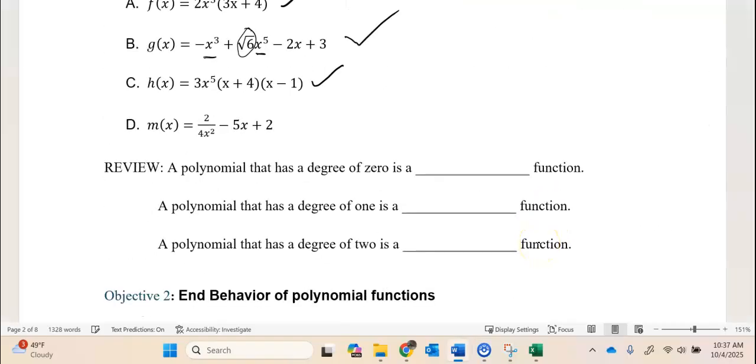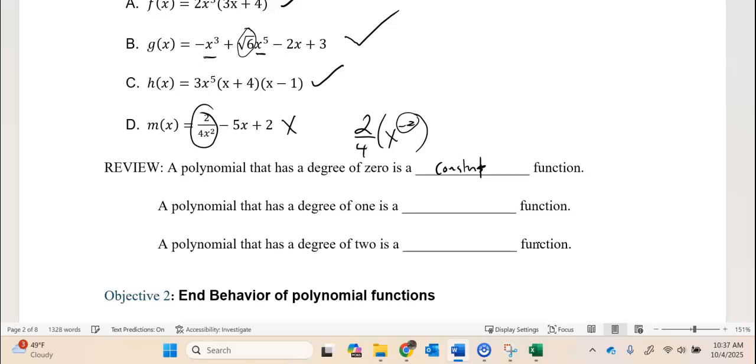Okay, so yes, yes, yes, and no, not a polynomial, because that power, if I rewrote it, would be 2 fourths times x to the negative 2, and that's not a non-negative integer. It's negative. Okay, a polynomial that has degree 0 is a constant function.